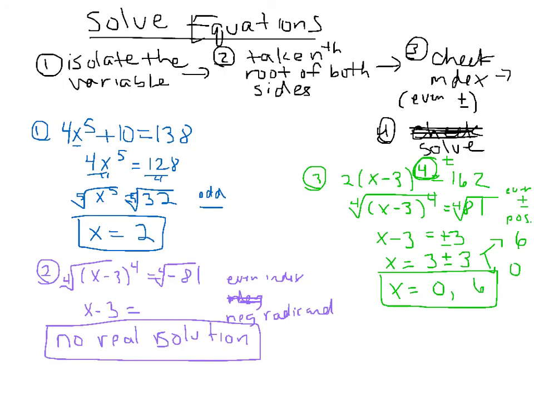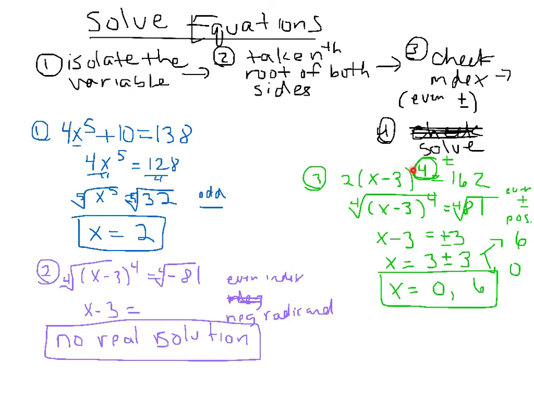You need to think about what your answers are going to look like. If you're taking an odd index, you're just going to get one answer. If you have an even index, you're going to have a plus or minus unless the inside, that radicand, is negative. If the radicand is negative, no real solutions, because you can't take an even root of a negative number and get a real solution.